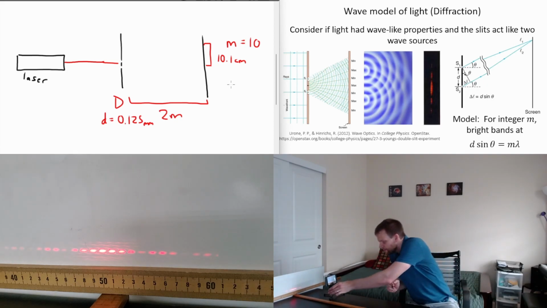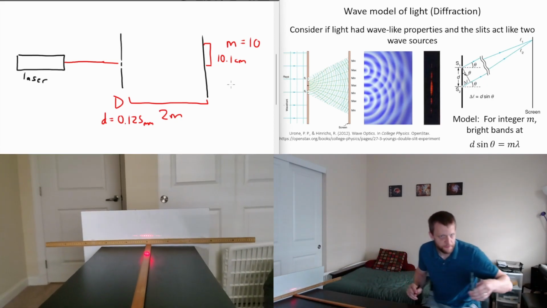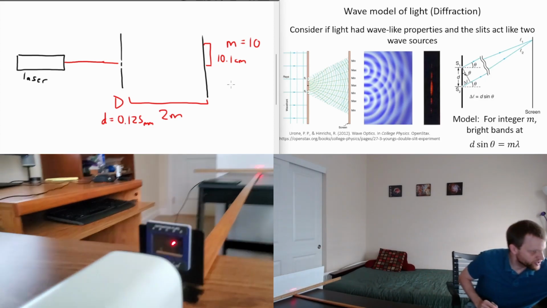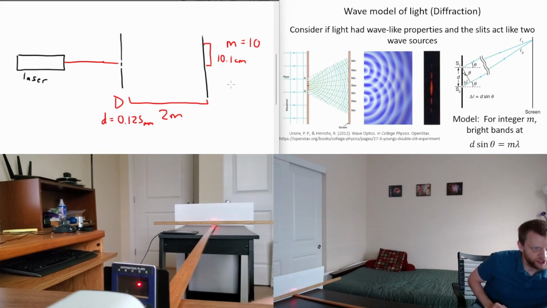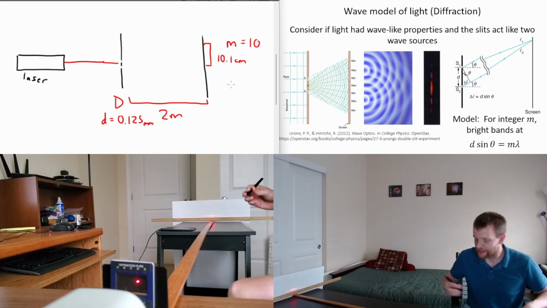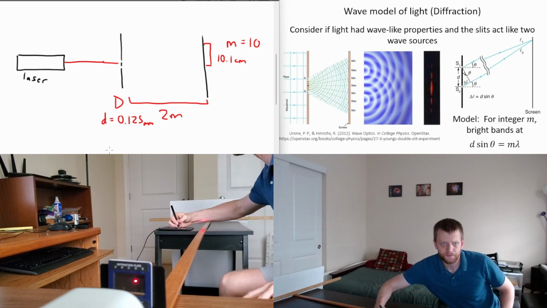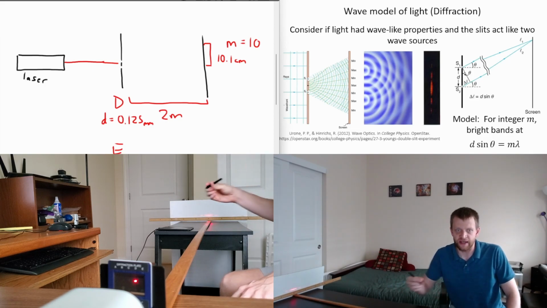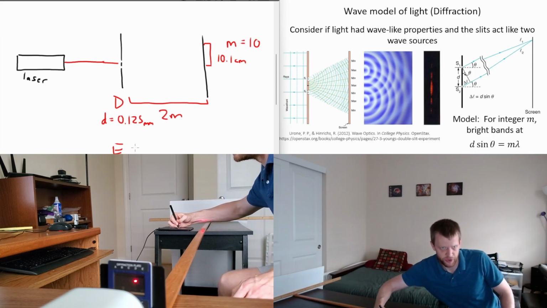Let's do the same kind of thing. We're going to do the same thing, but instead of using slit D, I'm going to change this to slit E. Now for slit E, the manufacturer's label said the distance between those slits was actually a little bit larger, 0.250 millimeters.